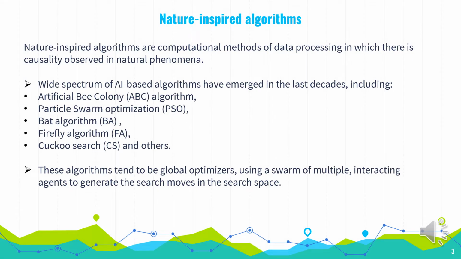Nature-inspired algorithms are computational methods of data processing in which there is causality observed in natural phenomena. A wide spectrum of AI-based algorithms have emerged in the last decades, including artificial bee colony, particle swarm optimization, BAT algorithm, firefly algorithm, cuckoo search, and many others. These algorithms tend to be global optimizers, using a swarm of multiple interacting agents to generate the search moves in the search space.